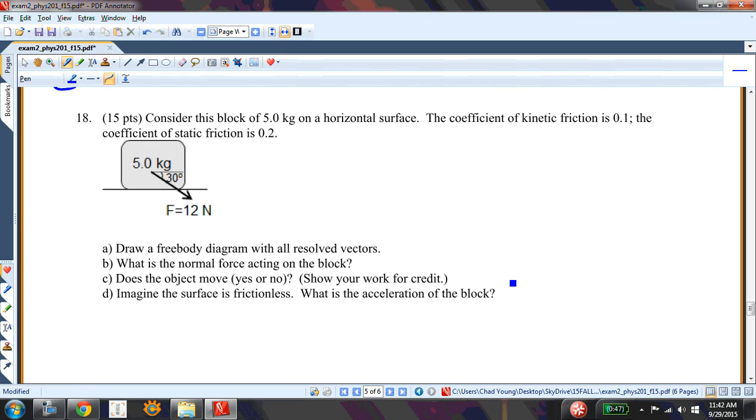Okay, consider this block. It is 5 kilograms on a horizontal surface. The coefficient of kinetic friction is 0.1, static friction is 0.2. Draw a free-body diagram with all resolved vectors.